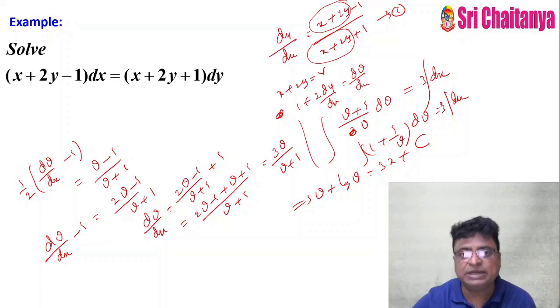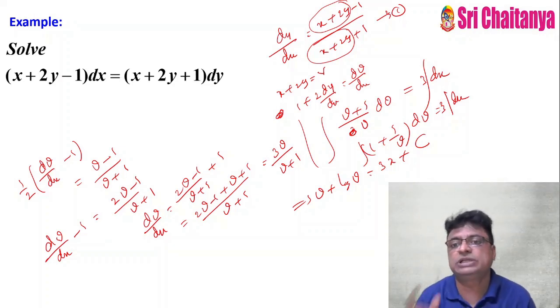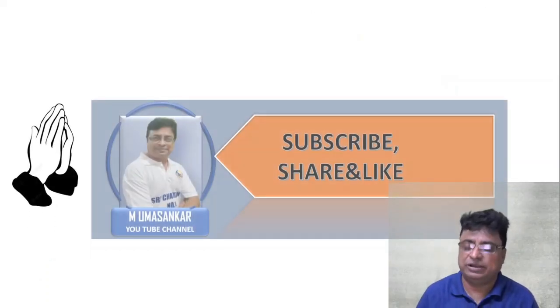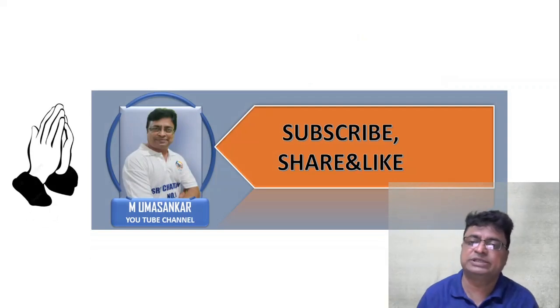So this is the method when a non-homogeneous equation of type 1 is given for you, and this is about type 2. Hope, my friends, you enjoyed these two problems and these methods.